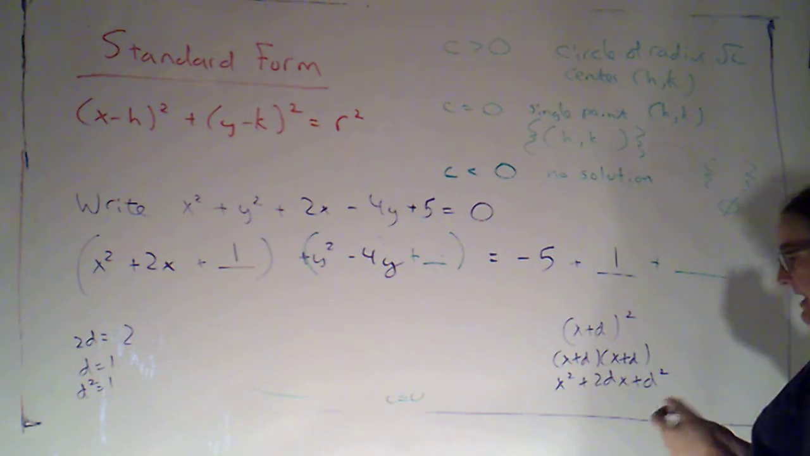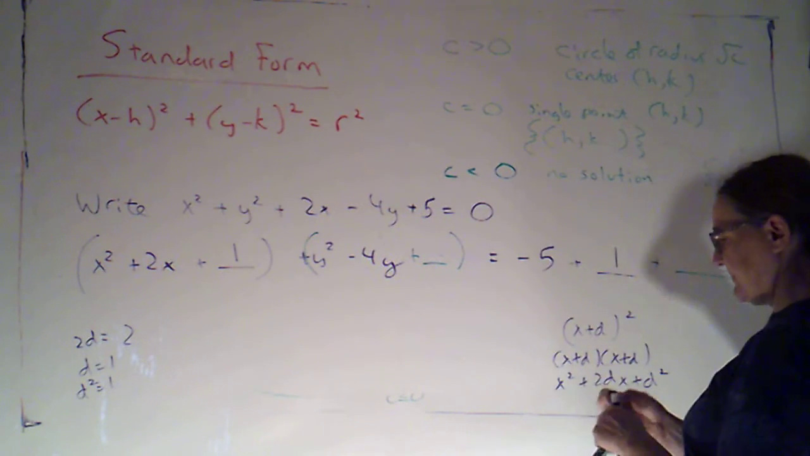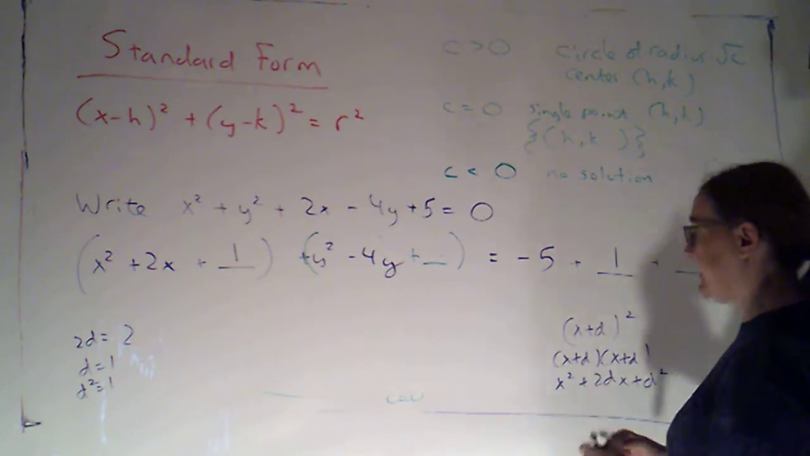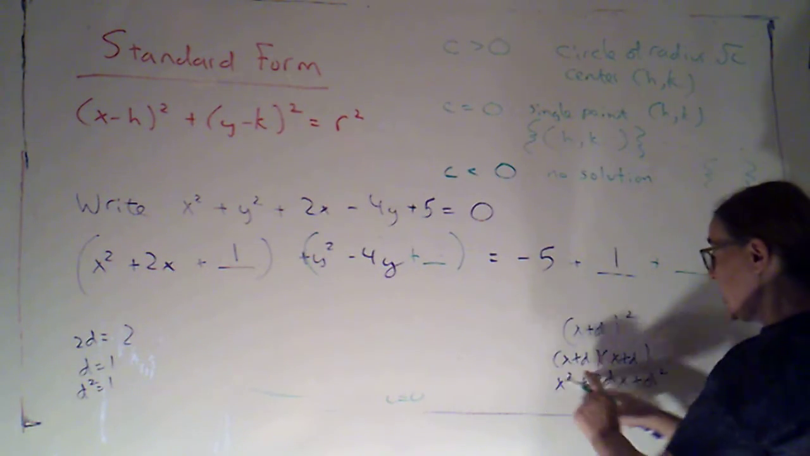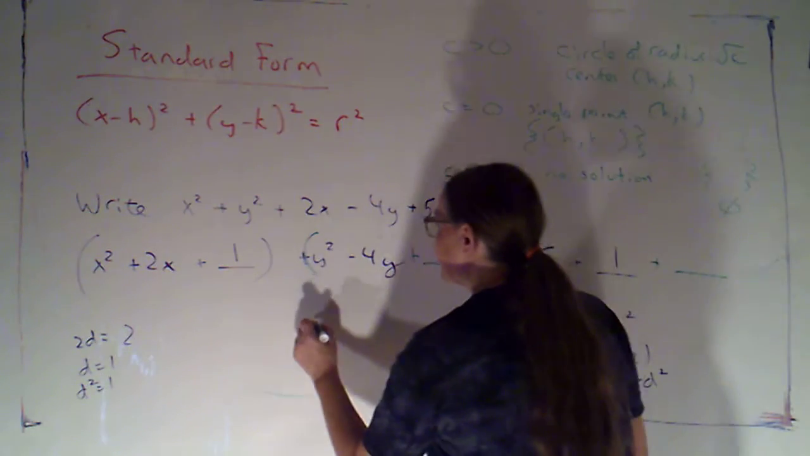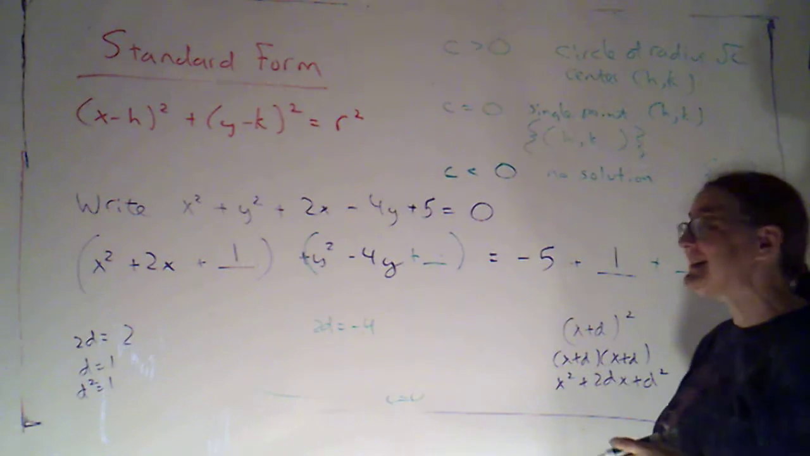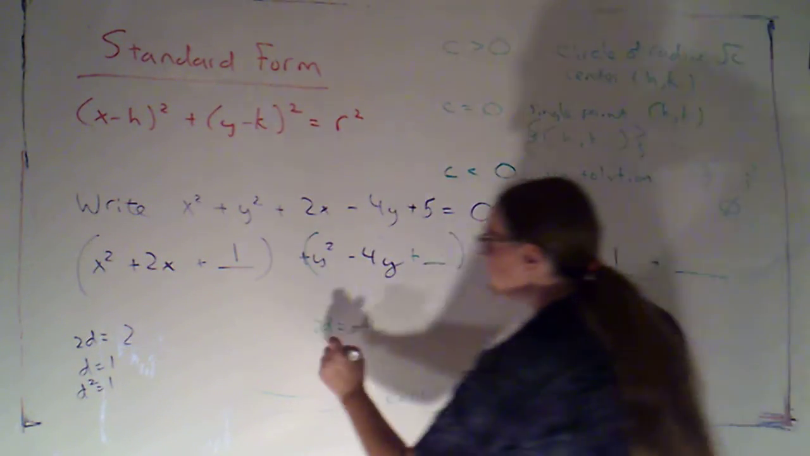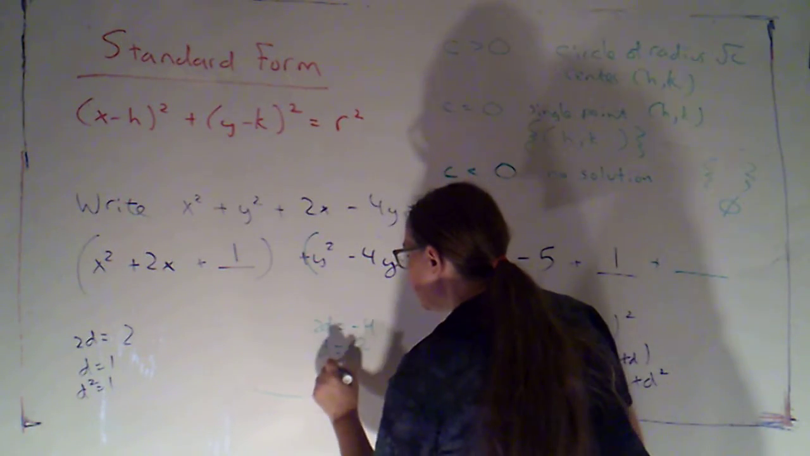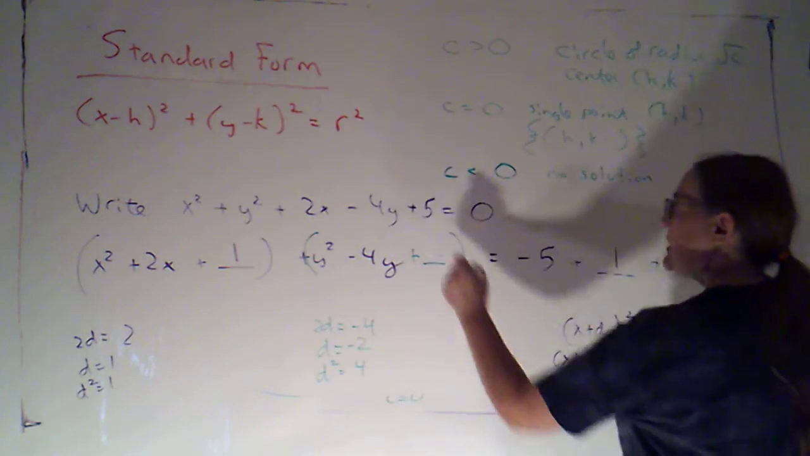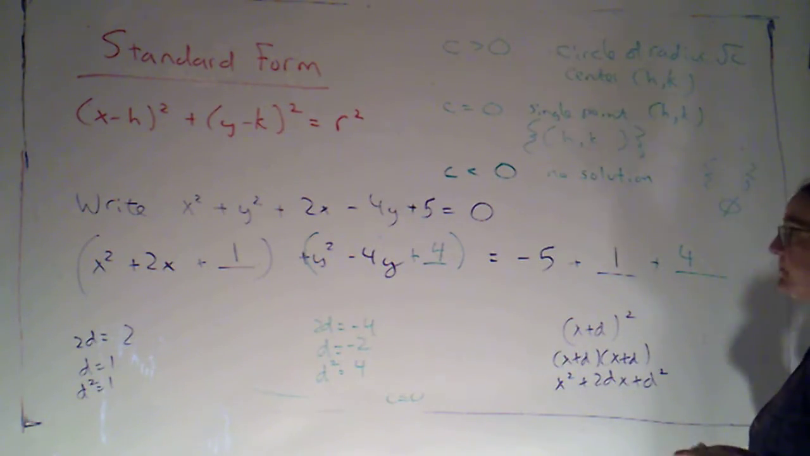Okay. Then, when I look at the y's, if I'm trying to complete the square here, I would need to have 1 copy of y squared, and I do. The number of y's I need is 2d. The number of y's I have is negative 4. So d would be negative 2. That makes d squared 4. So I'm going to add 4 on both sides.